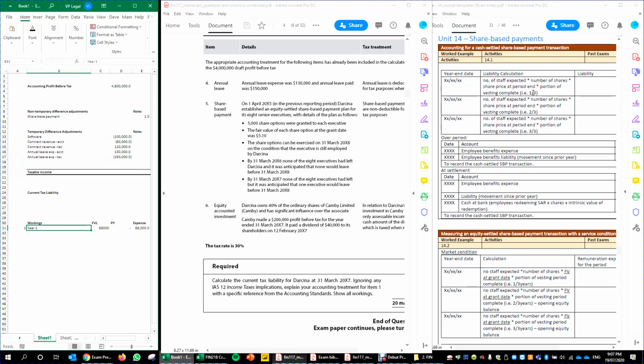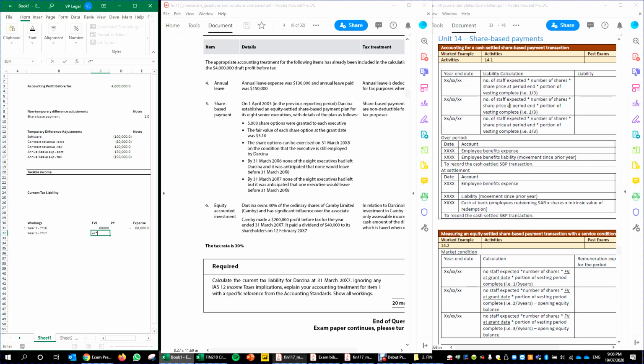Okay, so what we need to do in year 2, which is actually FY17, which is the year that we're working off, let's follow the formula again. So number of staff expected. By 31 March, none of the executives had left, but it was anticipated that 1 executive would leave. Okay, so we'd actually subtract for that 1 executive, so it's going to be 8 minus 1, so it's going to be 7.